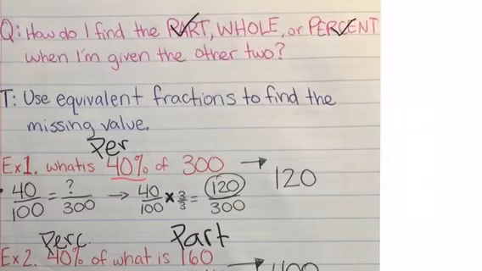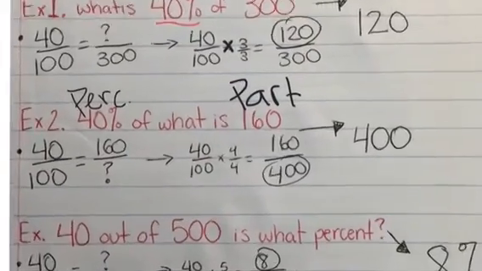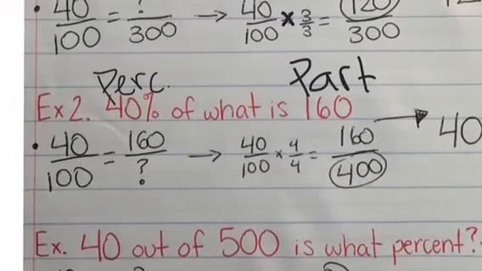So we have that one. So what we're looking for here is the whole. That is the question, so you can answer. So let's come back down here to the question. All right, 40% of what number is 160?